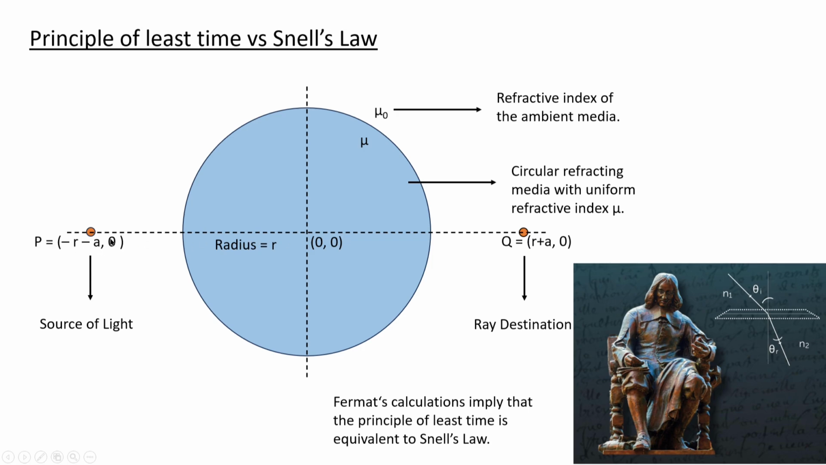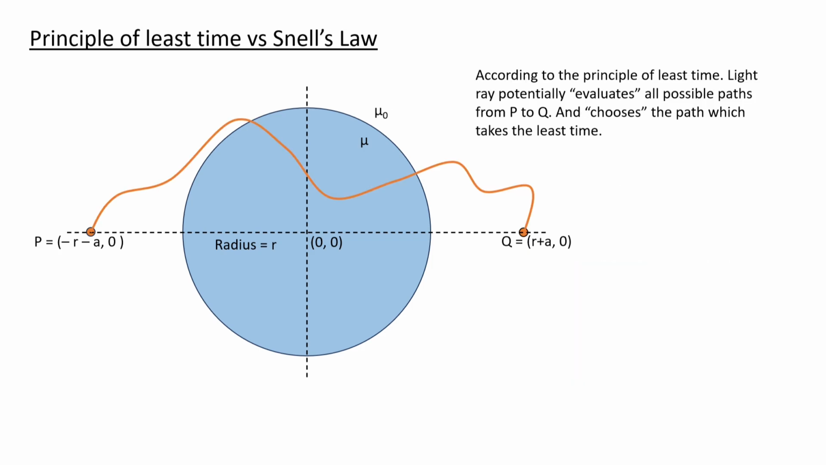So the light originates from here, and this is the ray destination. This is one of the points where the light ray originating from here reaches after some time. According to the principle of least time, whatever path the light takes between P and Q has to have the least time. Light potentially evaluates all possible paths, some random path like this. It will consider all these paths from P to Q and choose the path which takes the least time.